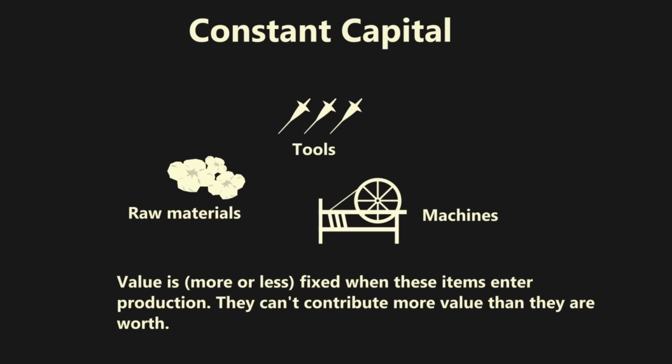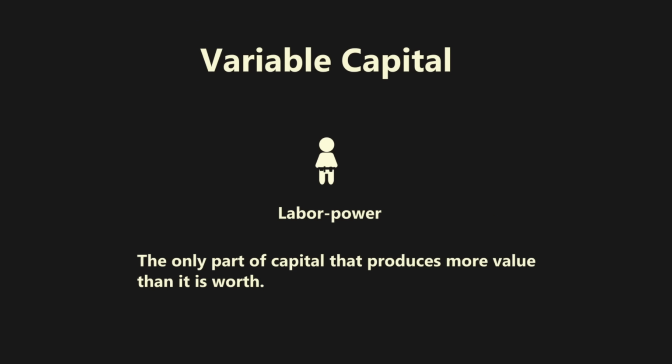When it comes to the main components of production, Marx suggests two categories. Because the value transferred from machines and raw materials is more or less fixed during the labor process, Marx calls them constant capital. The second category is variable capital, which is the part of capital that turns into labor power. This is the labor component of production, and it is variable because it's the only part of capital that produces value above what it is worth.